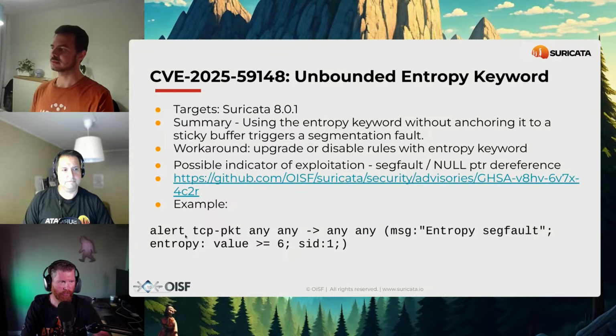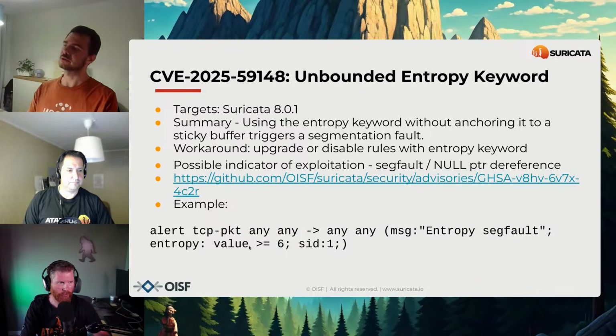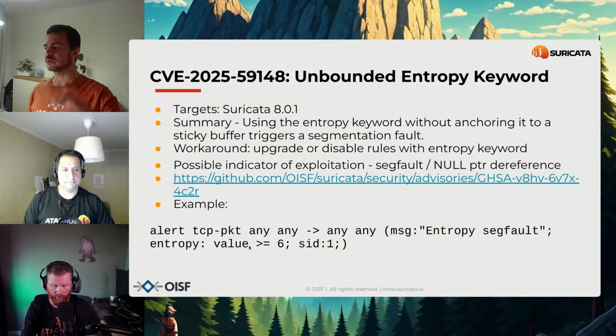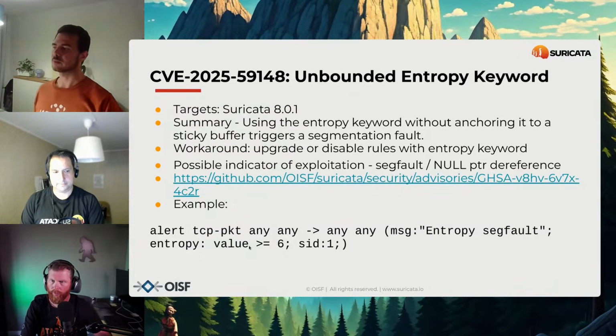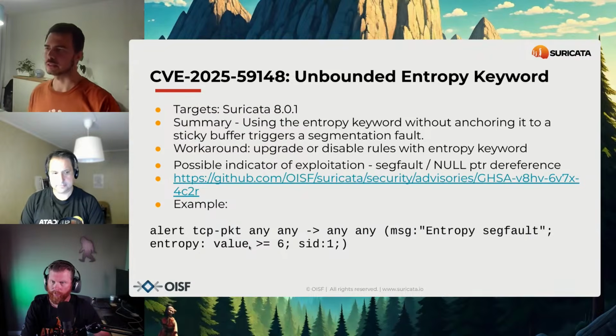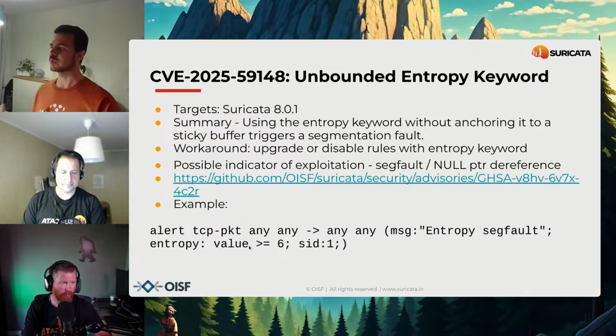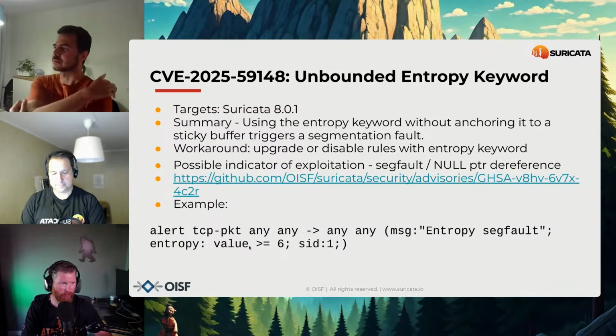To understand the case when this bug might happen, we have a generic Suricata rule with the message entropy segfault and an entropy value larger than or equal to 6, but it's not bounded by any sticky buffer. So it's calculating the entropy from the whole packet. And basically this case might cause the null pointer dereference and might crash Suricata.